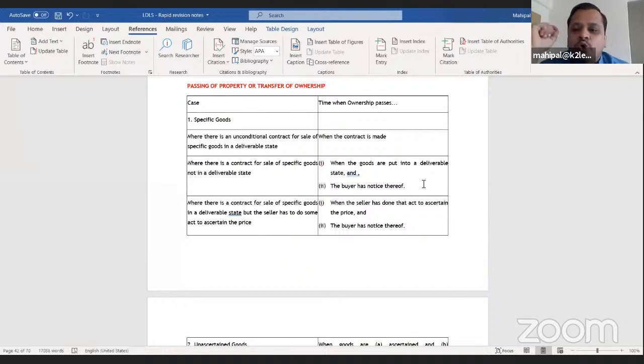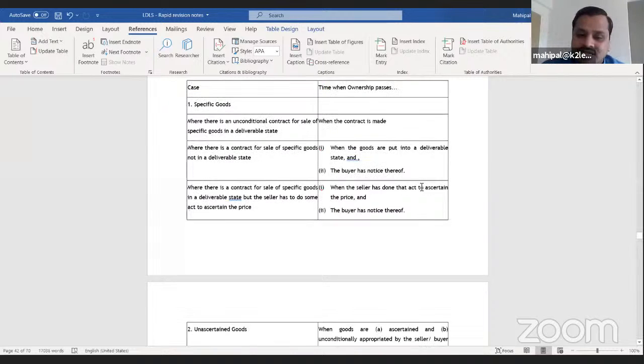Great. When is the ownership transferred? Generally, the ownership is transferred as soon as the contract is made in case of sale. In case of specific goods, and if it is unconditional, it is transferred immediately. Where the contract is of specific goods but goods not in deliverable state, then the goods must be put in deliverable state and the buyer should have notice thereof. Where the contract of specific goods is in deliverable state but the seller has to do something to ascertain the price, then he should complete that ascertainment and then the buyer should have notice thereof.